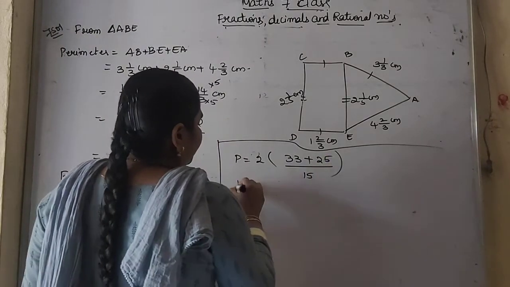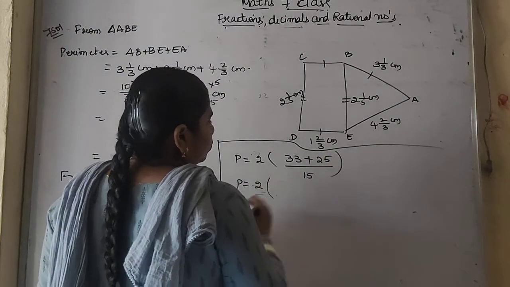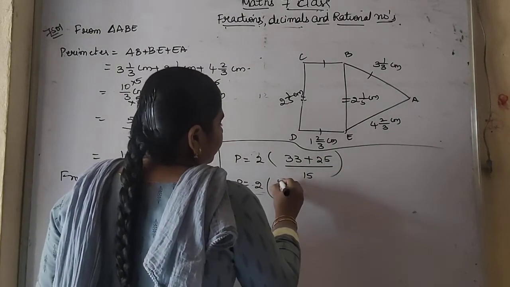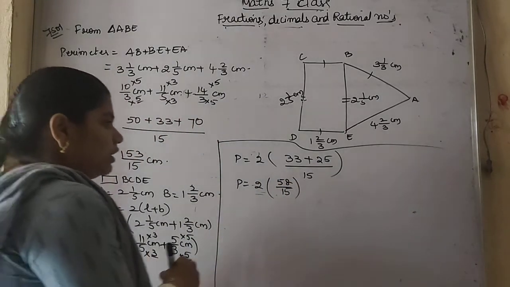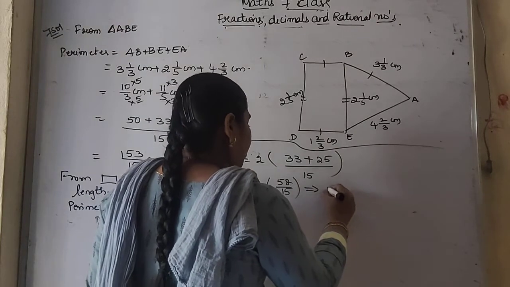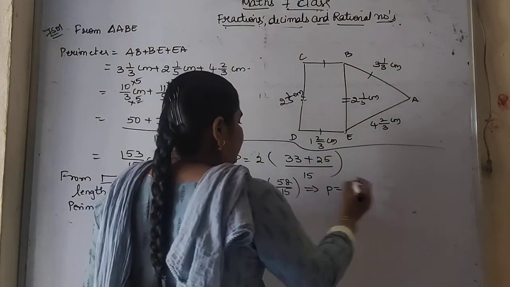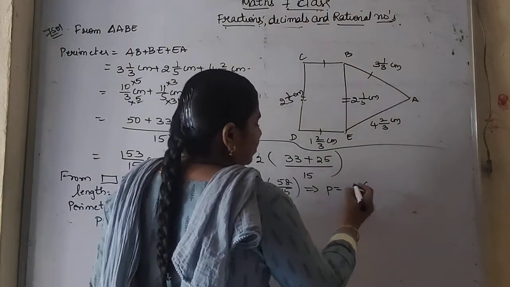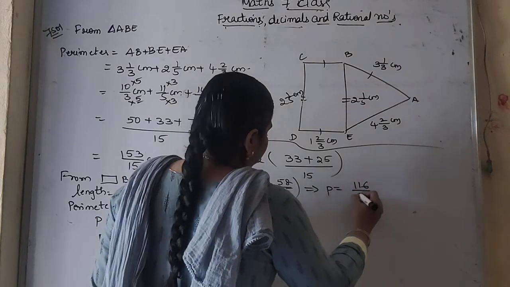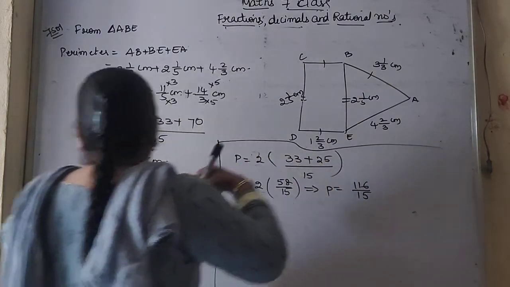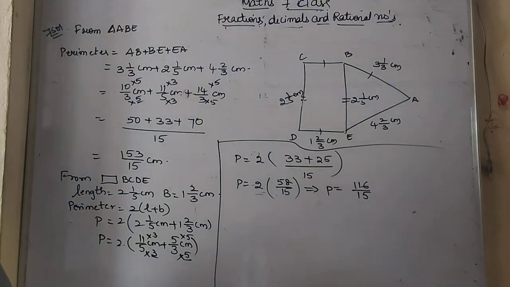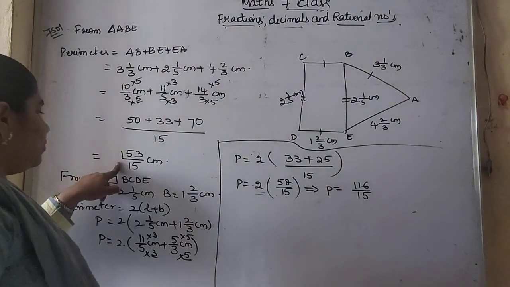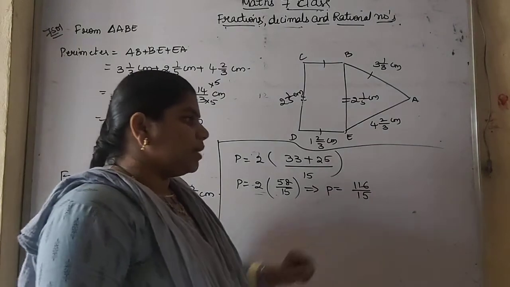So the perimeter is equal to 2 into 58 by 15. Multiply the values. So the perimeter is 2 8s are 16, 5 2s are 10, 10 plus 1 will be 11. So that is 116 by 15. If you see this, here it is 153 by 15 and here it is 116 by 15.